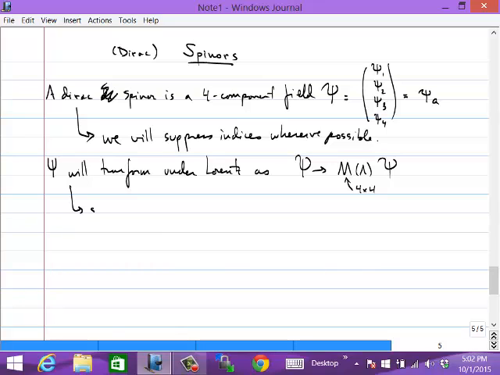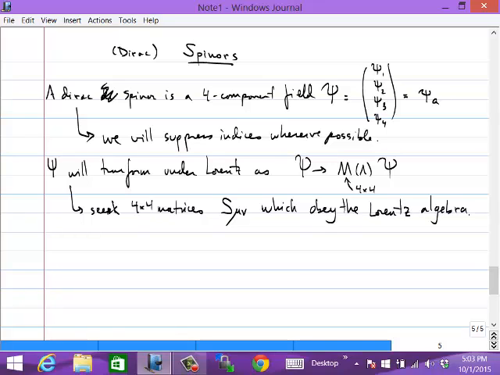So that means that we seek 4x4 matrices that we could call S mu nu, which obey the algebra, or the commutation relations, of the Lorentz transformation. Then a finite Lorentz transformation is found by exponentiating that. I usually label these with both upper indices, so I'll move those indices up.